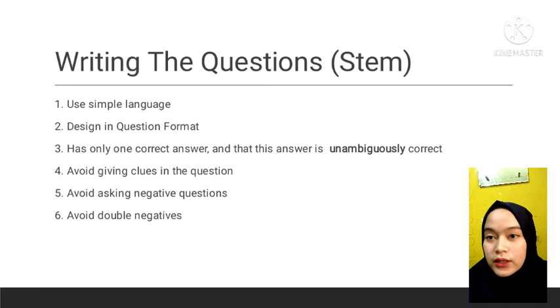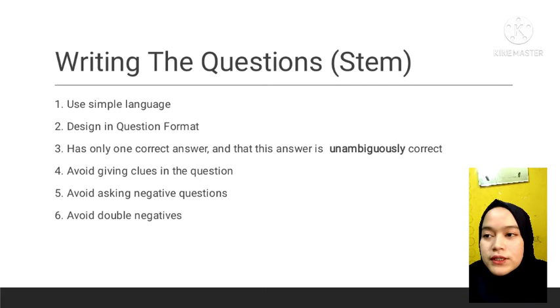And the third tip is, has only one correct answer. This answer is unambiguously correct. It means that the question is unambiguous. It's a totally clear question.